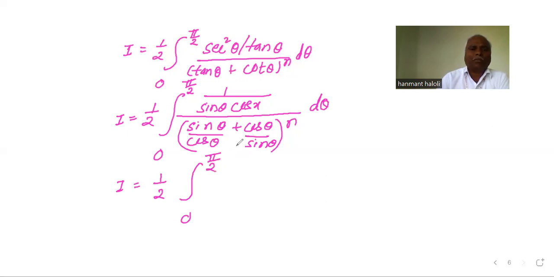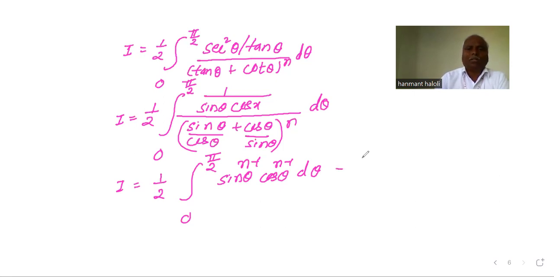Here if you cross multiply, you get sin square plus cos square equal to 1, and the cos into sin raised to n goes to the other side. So you get sin theta raised to n minus 1, the same for cos theta raised to n minus 1, and d theta.